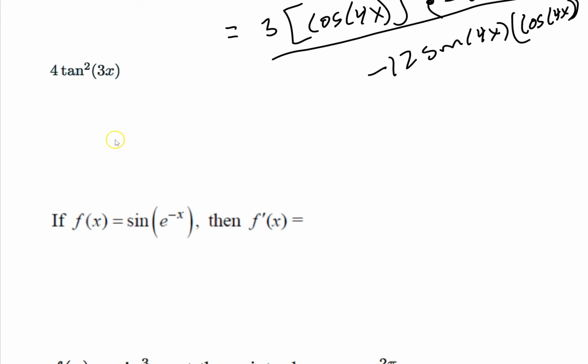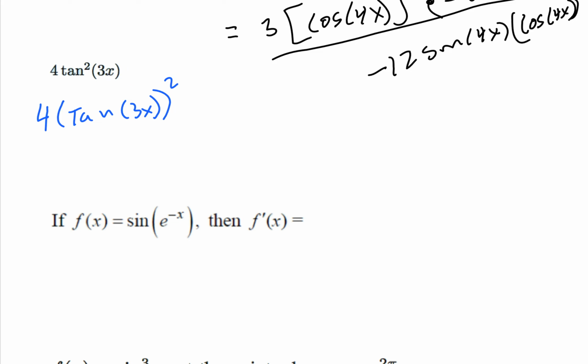It's going to be the same idea. First thing you do is rewrite it: 4 tan 3x, whole thing squared. Now again, this 4 is a constant, so that's not a product rule. Constant numbers just stay there. You just do your thing and then multiply by 4 afterwards. They're easy, right? But this is another double chain rule thing, right?